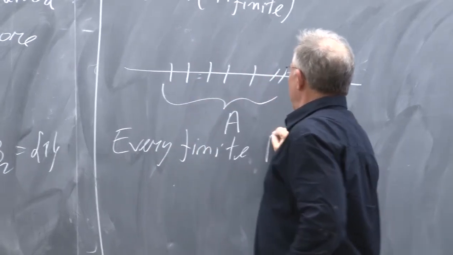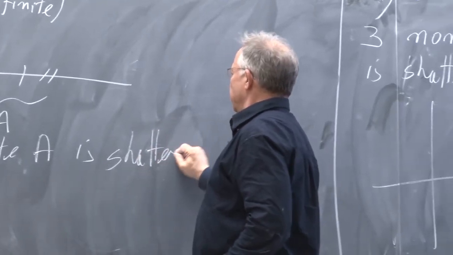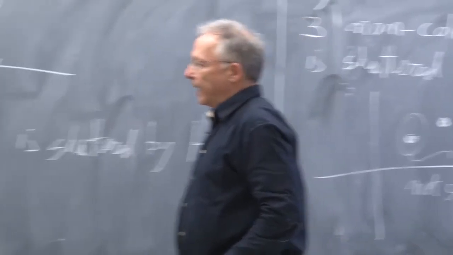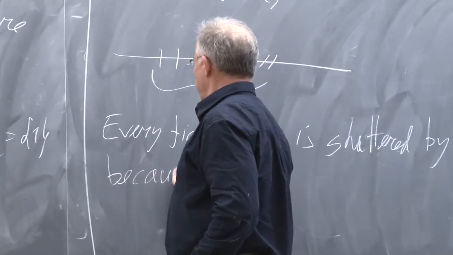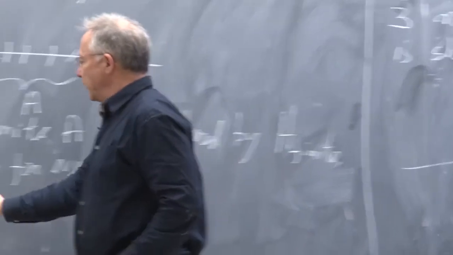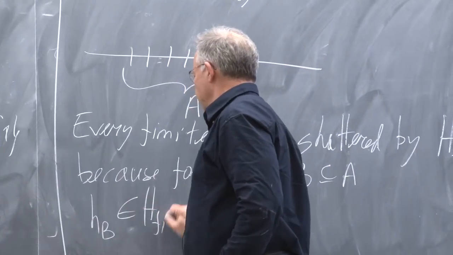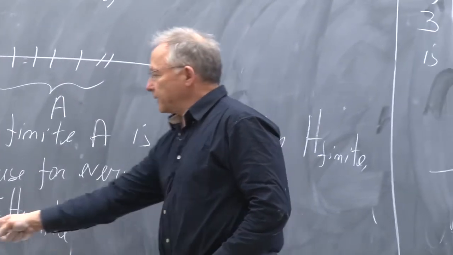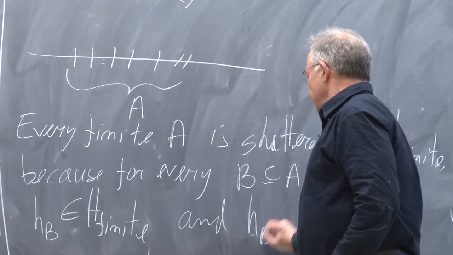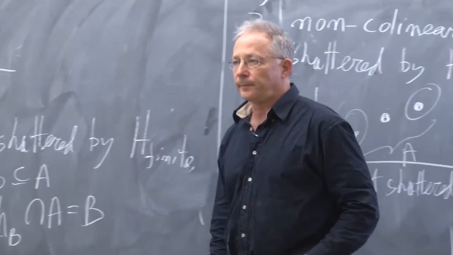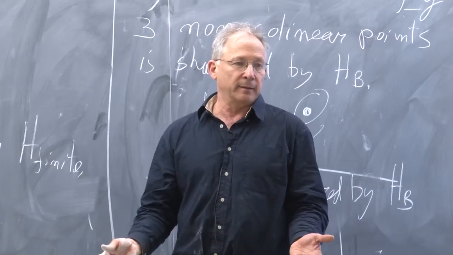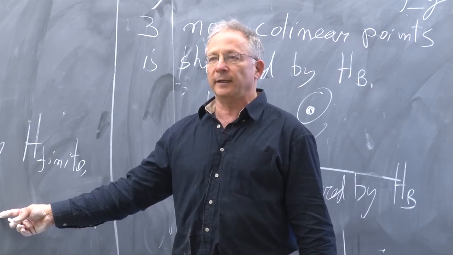Every finite A is shattered by H finite. Why? Because for every B subset of A, the function H_B belongs to H finite. The function that is 1 on the elements of B and 0 everywhere else belongs to H finite. And H_B intersection A is exactly B. If I take the set that is 1 on the elements of B and 0 elsewhere and intersect it with A, I'll just get B. So I can cut every subset of A for every finite A.